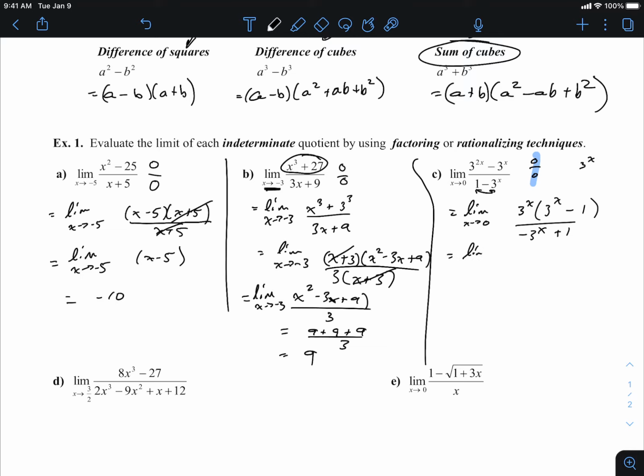Well, I get the limit as x approaches 0 of 3 to the exponent of x times 3 to the x minus 1 over negative, 3 to the x minus 1. Okay, and now we can see that these cancel. What are we left with? We're going to evaluate the limit as x approaches 0 of 3 to the power of x over negative 1. Okay, and then we actually see that the limit is negative 1 when I evaluate the limit algebraically as x approaches 0.